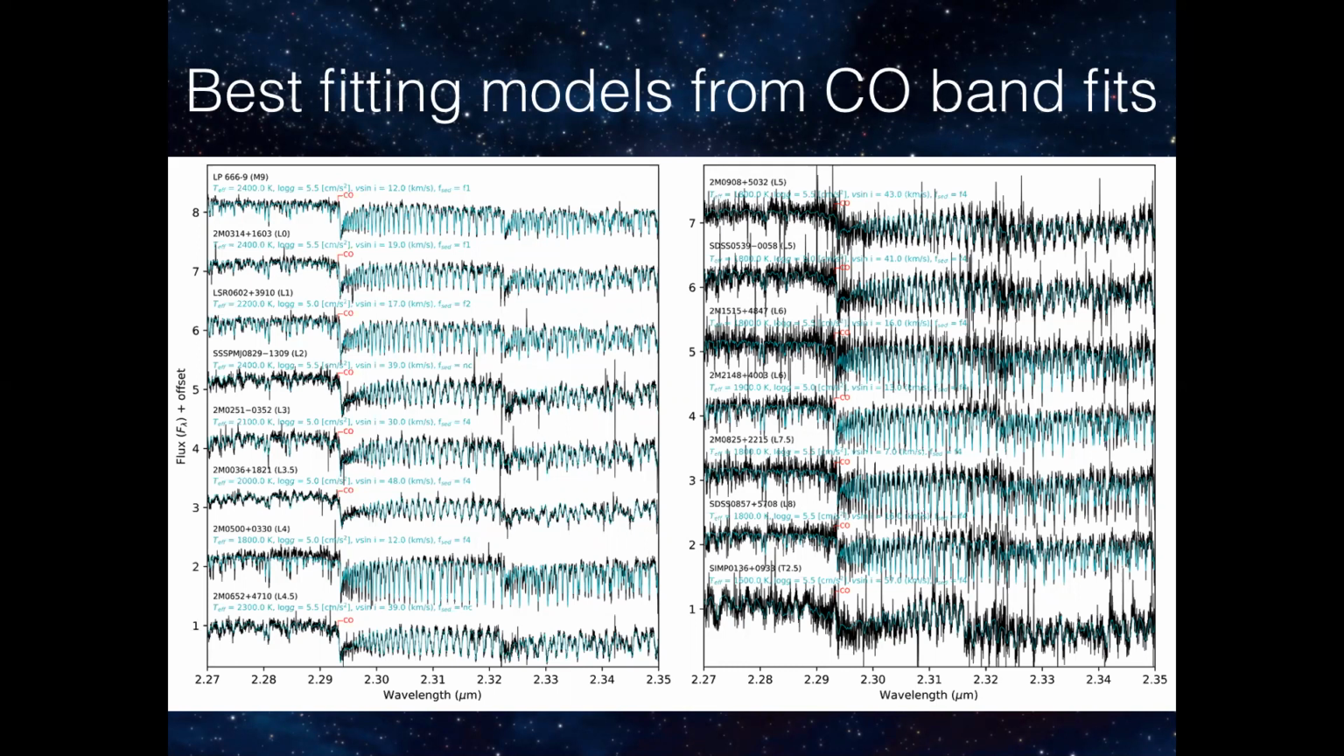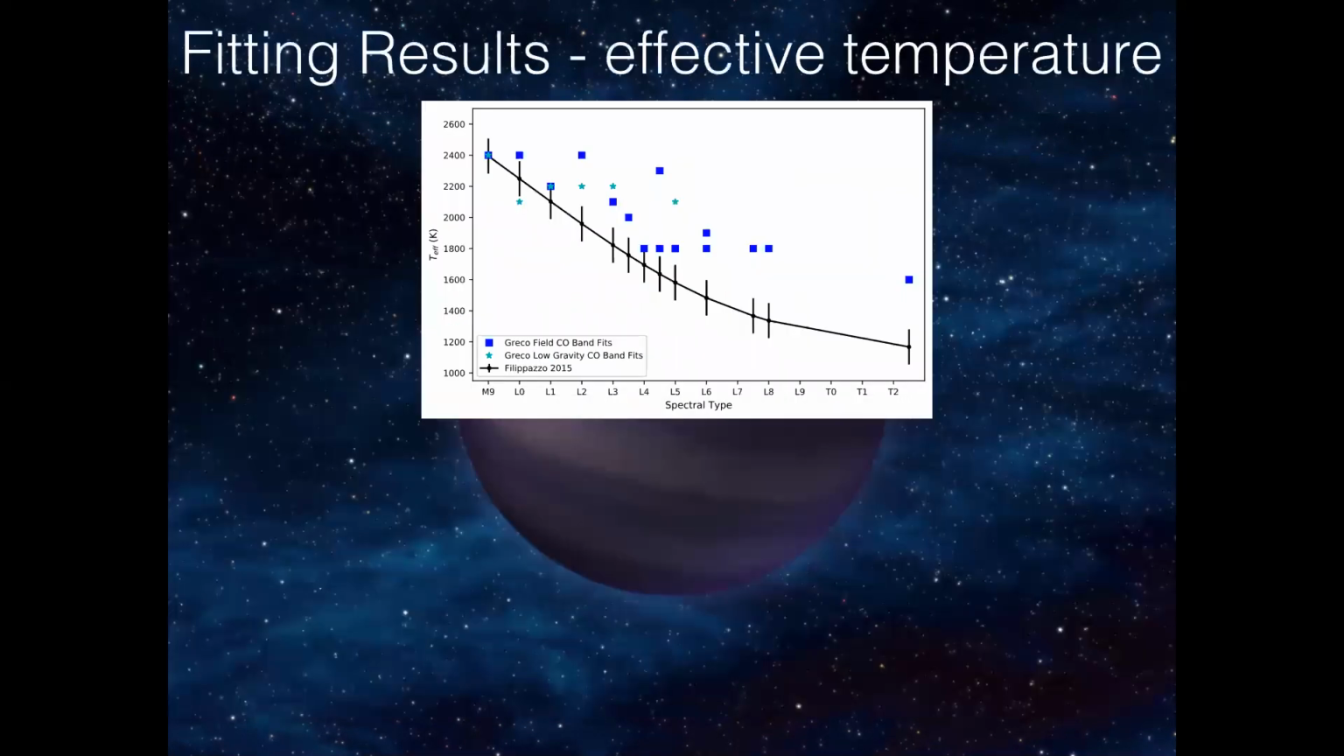And now I'll talk about results of individual parameters in a little more detail, starting with effective temperature. So I'm going to show you a sequence of figures that all have the same format, and I'm going to introduce them using this figure. So here I have effective temperature plotted versus spectral type. There are dark blue data points, which are our field objects, and there are light blue data points, which are our low gravity objects. The top panel of this figure, which you can see right now, shows the results of the CO band fits.